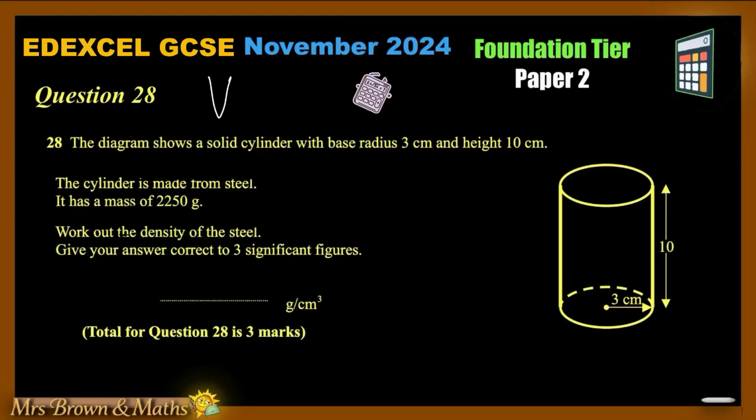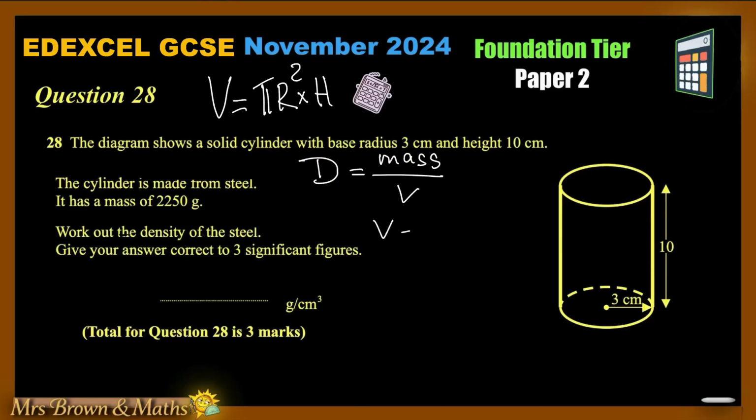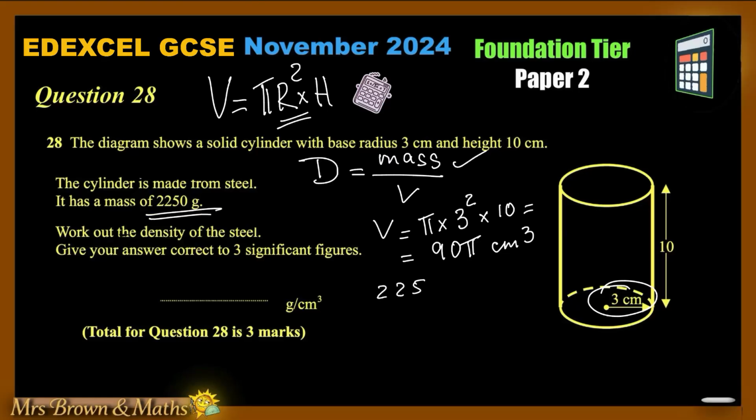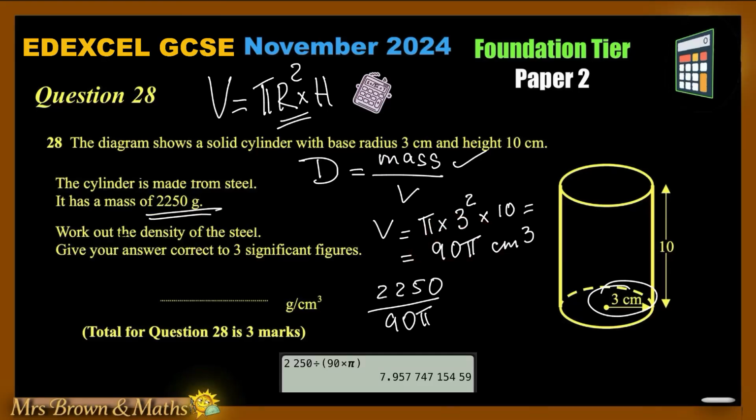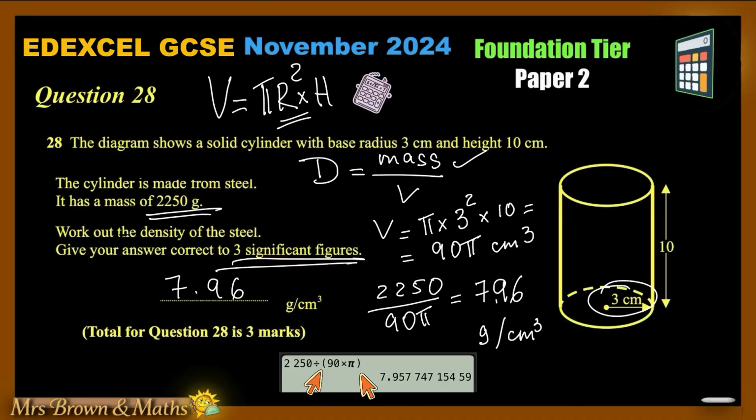Question 28. Volume of cylinder is pi times radius squared times height, which is 90 pi. Density is mass divided by volume. So, 2250 divided by 90 pi, don't forget 90 pi in brackets in your calculator, it's about 7.96 grams per centimeter cubed.